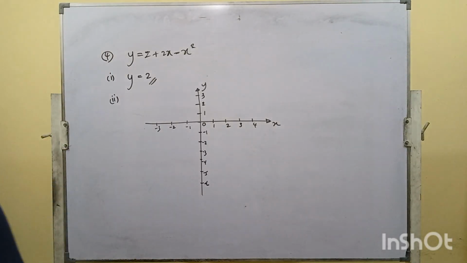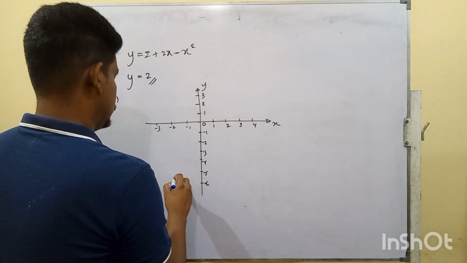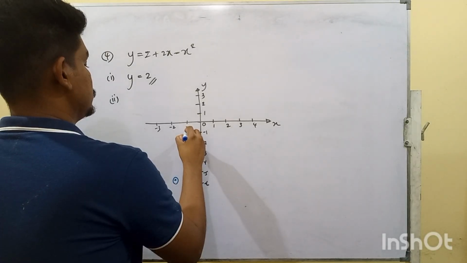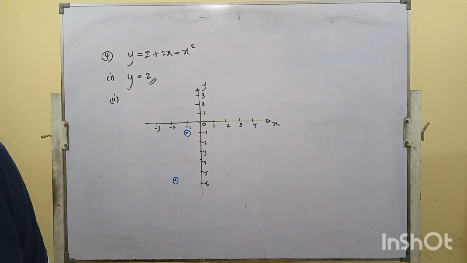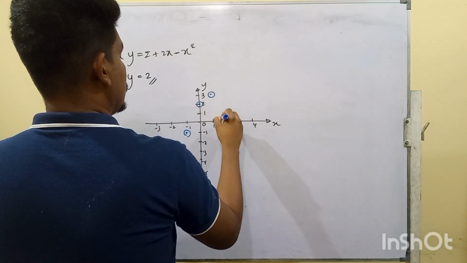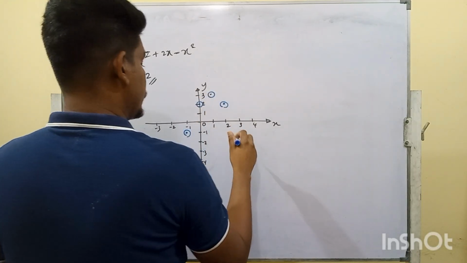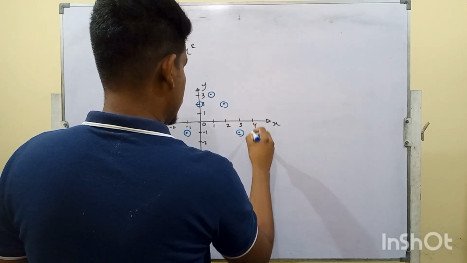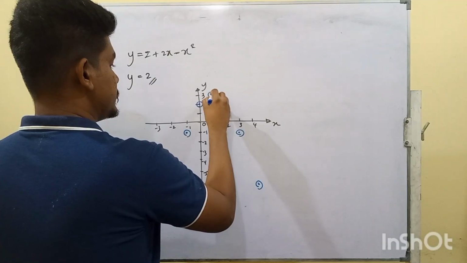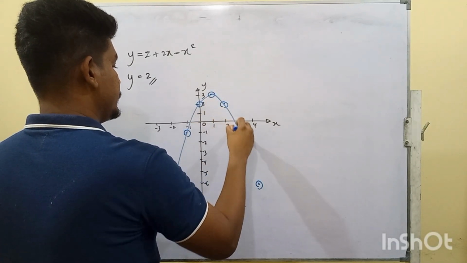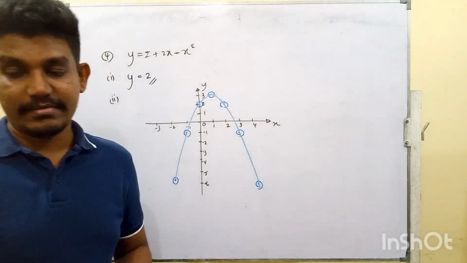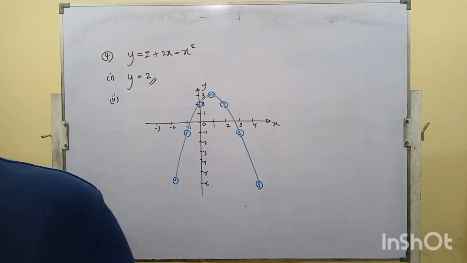We have to plot -2, -6. Then -1, -1. Then 0, 2. 1, 3. 2 and 2. Then again going down, 3, -1. And finally 4, -6. Those are the points. Then you can join them with a smooth curve. This is the graph. Then Roman number 2 is done.